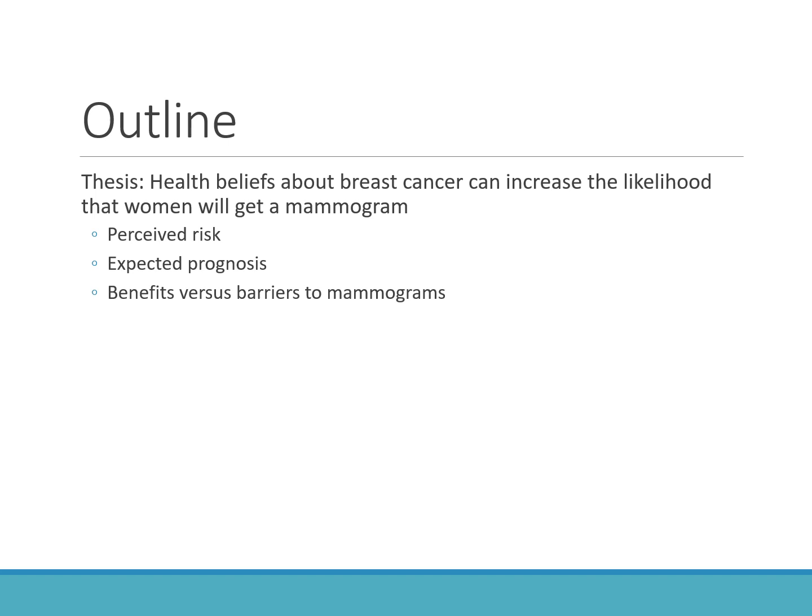And I want to talk about 3 different types of health beliefs. I want to talk about perceived risk, expected prognosis, and the benefits versus barriers to getting a mammogram. Now, this isn't enough. I couldn't write a paper just on this. This doesn't tell me where each of my sources fits in. I need to add my evidence and figure out, okay, I've got some basic sections here, but how does my evidence fit in, and how am I going to organize it into paragraphs?